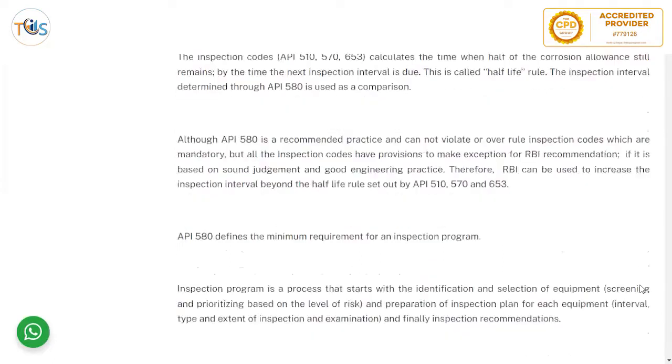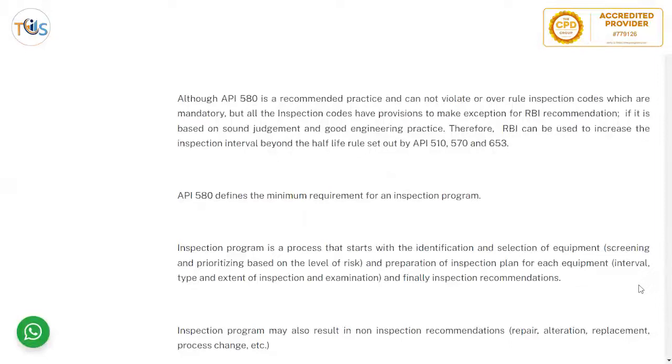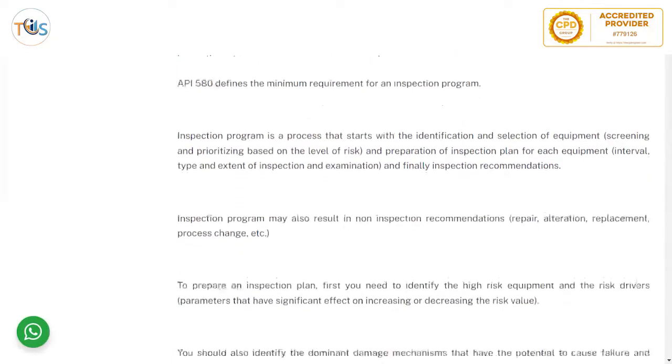Although API 580 is a recommended practice and cannot violate or overrule inspection codes, which are mandatory, all these inspection codes have provisions to make exceptions for RBI recommendations if they are based on sound judgment and good engineering practice. Therefore, RBI can be used to increase the inspection interval beyond the half-life rule set out by API 510, 570, and 653 inspection codes.